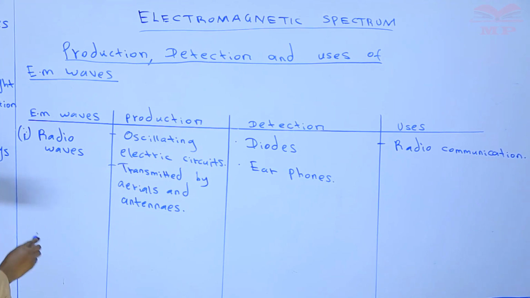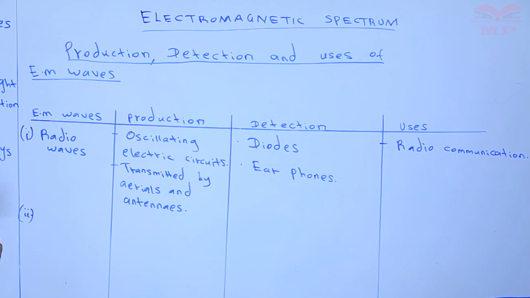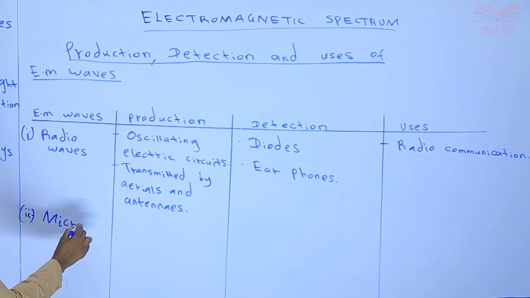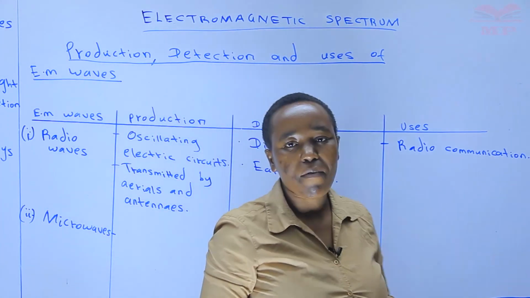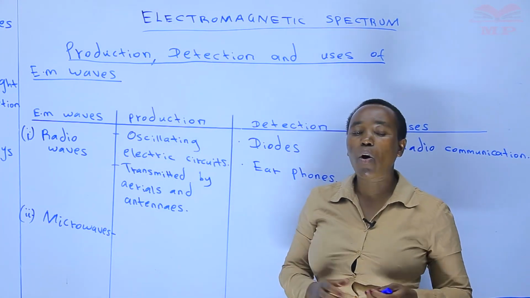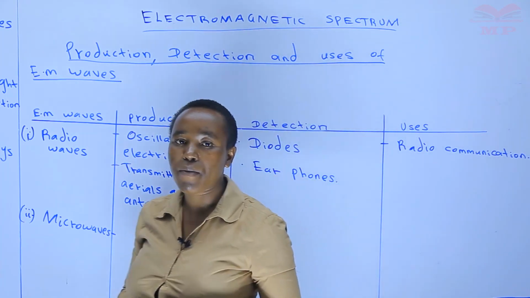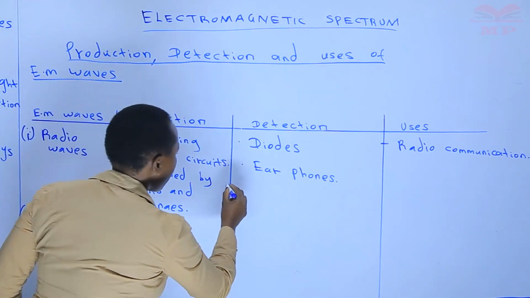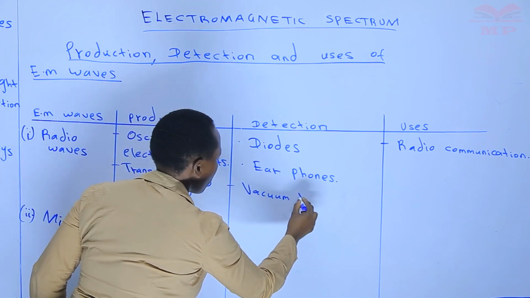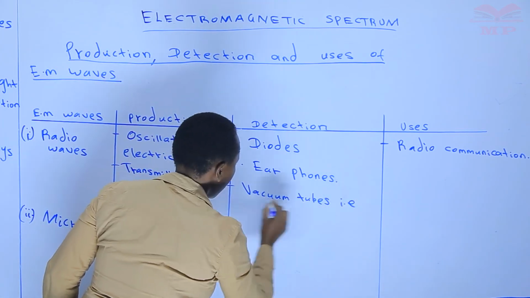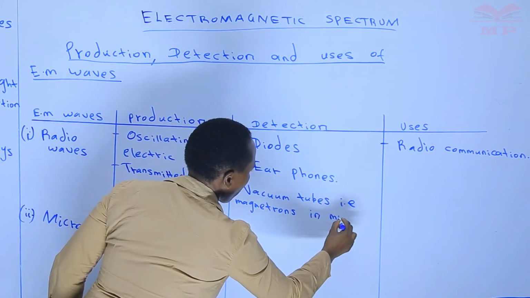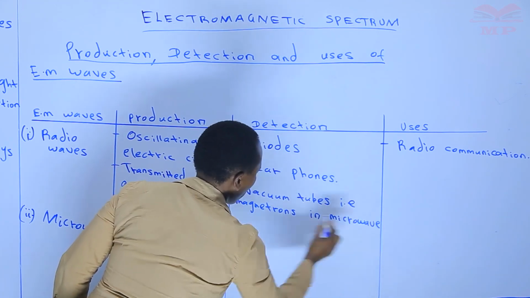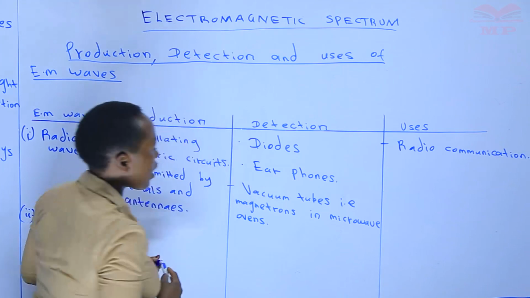We can move on to number 2, that is now the microwaves. Now, in the production of the microwaves, they are produced in what we call the vacuum tubes, which are called the magnetrons in the microwave ovens. So produced by the vacuum tubes, which we are calling the magnetrons, in microwave ovens.